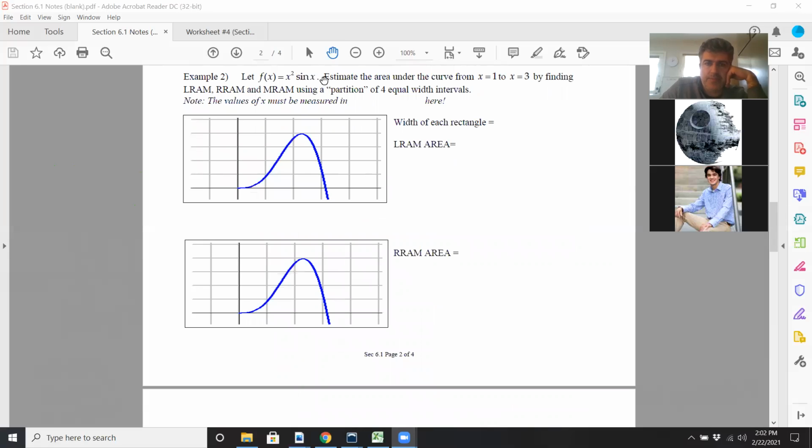Okay, for example 2, we have x squared times sine x. Estimate the area under the curve from x equals 1 to x equals 3 by using these 3 different methods. So let me partition for us here. I'm going to do 4 partitions. Usually when you do partitions, the width of each partition we call delta x, and delta x is typically b minus a over n. So delta x will be the width of each interval.